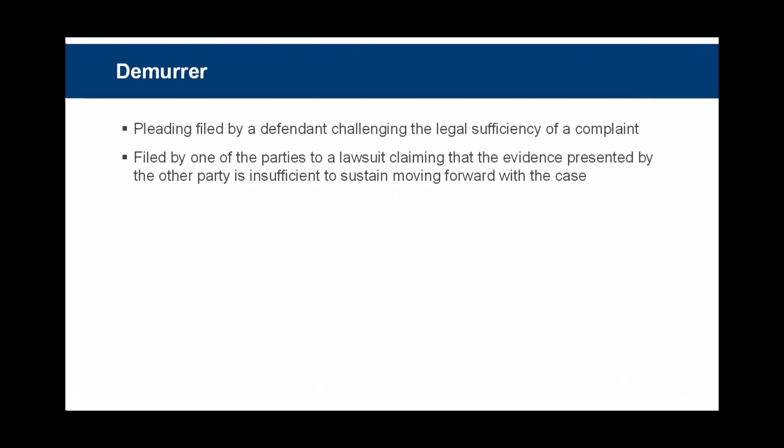So we can see in this slide the term demurrer. A demurrer is a pleading, often filed by the defendant, arguing that even if the plaintiff's allegations are true, the complaint does not present a valid legal basis for the lawsuit. Essentially, it challenges the legal sufficiency of the complaint, contending that the evidence or facts stated do not support moving forward with the case. If the court grants a demurrer, the plaintiff may have an opportunity to amend the complaint to address the deficiencies, or the case could be dismissed if the flaws cannot be corrected.